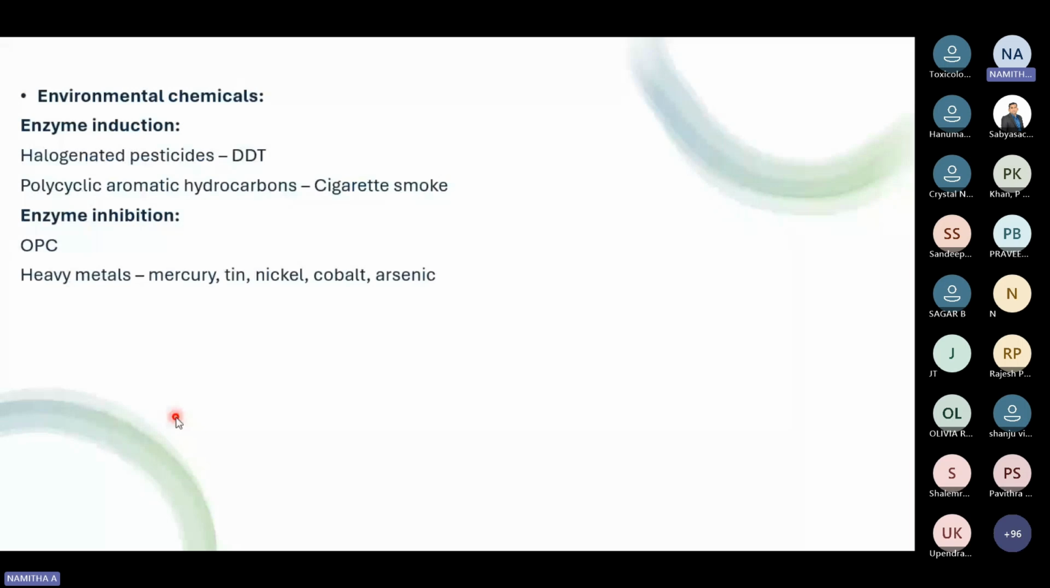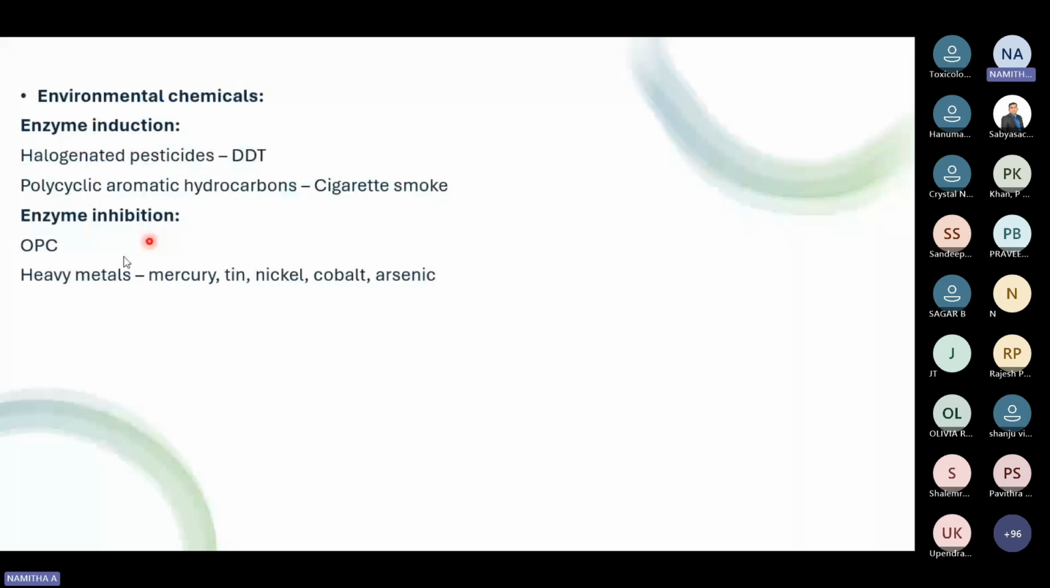Coming to environmental chemicals, some of the chemicals present in the environment can cause enzyme induction and inhibition. Examples of enzyme induction are halogenated pesticides, that is DDT, and polycyclic aromatic hydrocarbons, which are produced from cigarette smoke. Enzyme inhibition is caused by organophosphate compounds and heavy metals like mercury, tin, nickel, cobalt and arsenic.